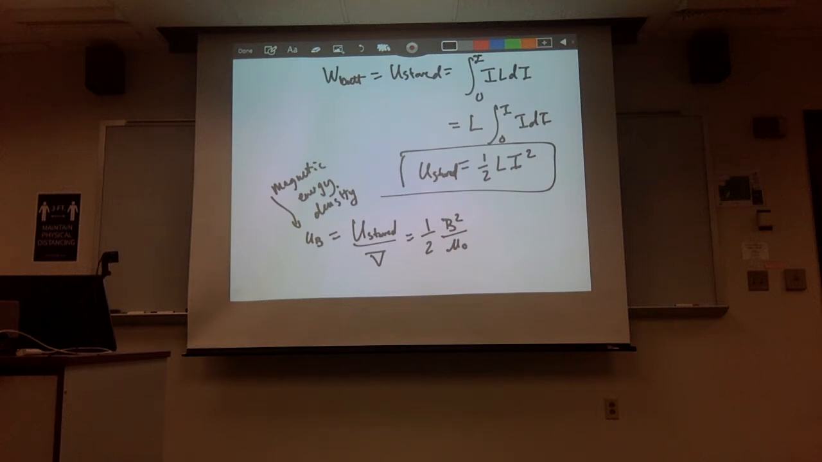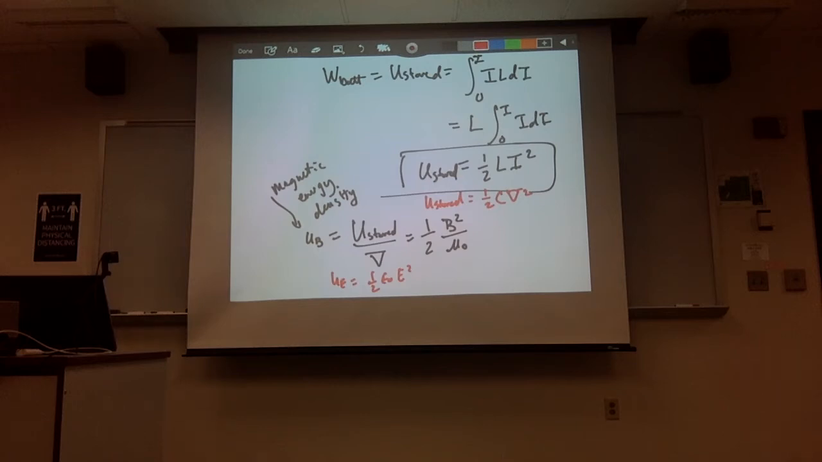So just to contrast with parallel plate capacitors, remember for capacitors, what we had was that the energy stored was equal to 1/2 the capacitance times the voltage squared. We also had that the electric energy density was equal to 1/2 epsilon naught times the electric field squared. So these have exactly the same structure as they do for the parallel plate capacitors.